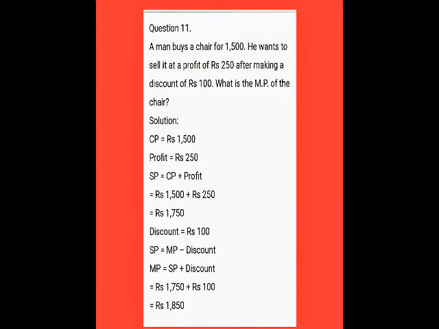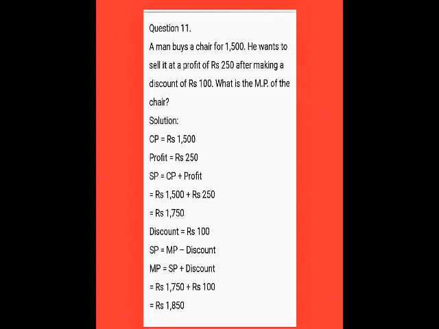Question number 11. A man buys a chair for rupees 1500. He wants to sell it at a profit of rupees 250 after making a discount of rupees 100. What is the marked price of the chair? What is given in the question? First, a man buys. Buys means cost price. Cost price is rupees 1500 and profit should be rupees 250, and also he is allowing the discount as rupees 100.